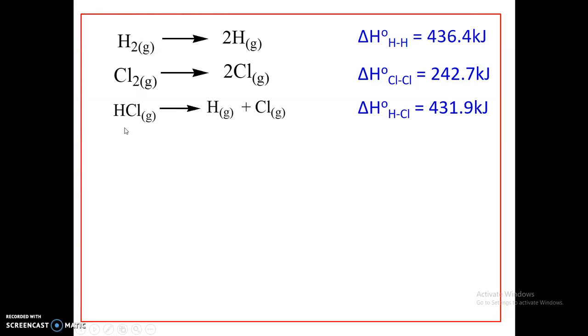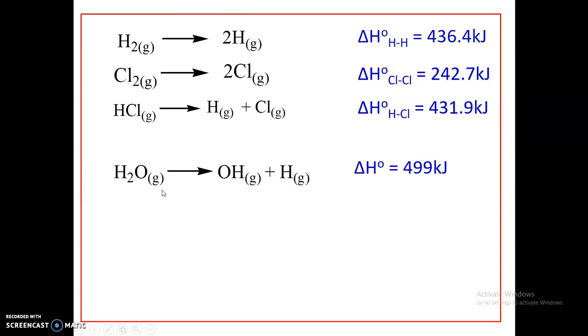Now another diatomic molecule, that is hydrogen chloride. To break the bond between hydrogen and chlorine atom in hydrogen chloride, the energy required is equal to 431.9 kilojoule, and this is the bond energy for HCl.